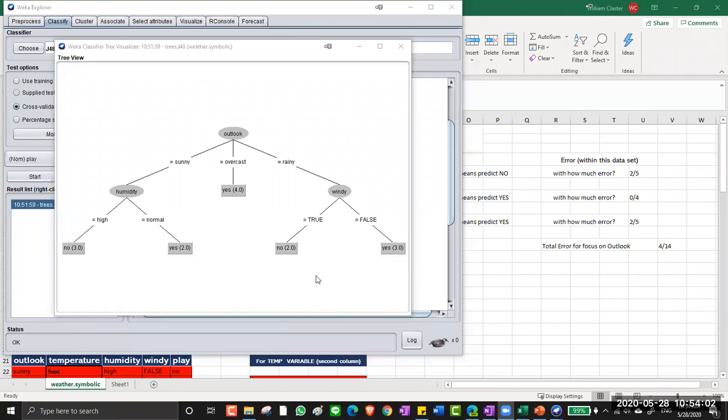Okay, so here we have the tree, right? And it says, if outlook is overcast, predict yes. If outlook is sunny, check humidity. If outlook is rainy, check windy, right? Okay, let's compare that. How does this look?